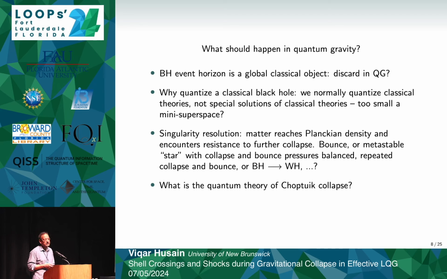And the question is, what's the quantum theory of that? So that's, for me, a mini holy grail of trying to understand gravitational collapse. And associated with particularly the third point there, singularity resolution, is an idea which Abhay and others have mentioned very often, that we should really be thinking about dynamical horizons and not event horizons. And that relates back to the first question: why should a black hole event horizon be a sacred classical object when you come to quantum gravity?